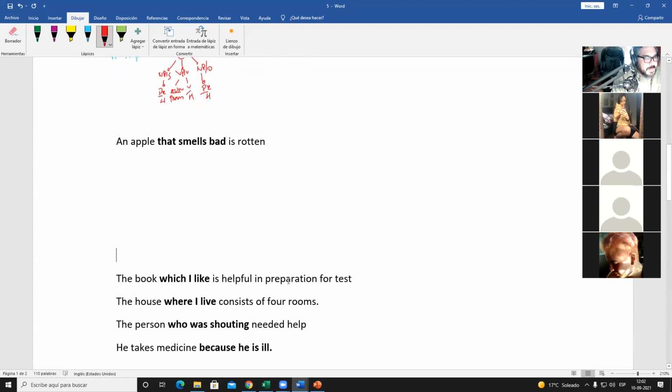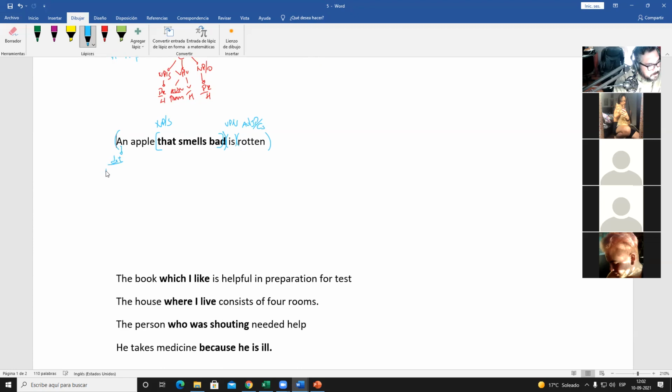An apple that smells bad is rotten. No, esto es una cláusula. Es una oración, perdón. Así. Ahí está la cláusula. Therefore, noun phrase subject, verb phrase verb, y rotten es un adjective. Esto es adjective phrase, subject complement. Nos dice cómo está esa apple.